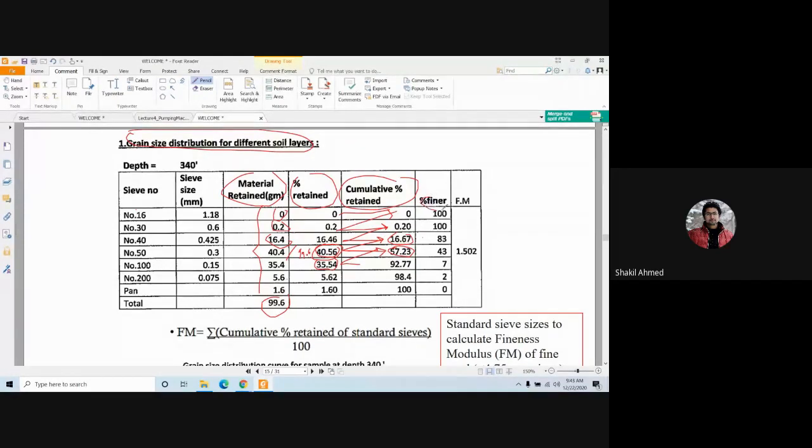And finally, percent finer is what? Percent finer is 100 minus this. 100 minus 0.2, 100 minus 16.67, 100 minus 57.23. That means 100 minus 0.2 is how much?